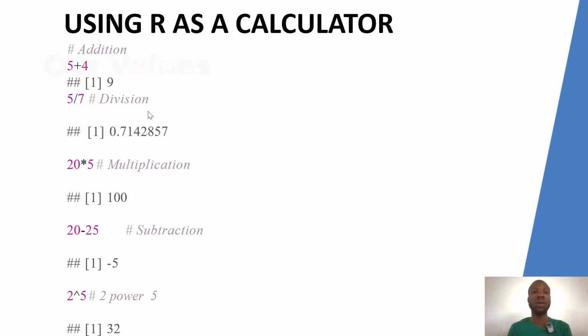Here is an example of how we can use programming as a calculator, and this is the basics we need to know. Of course there is addition, where you can take 5 plus 4 and get 9. This is division, 5 divided by 7. This is multiplication, where we use the star. This is minus, the same as what we use in mathematical equations. And this is power, where you can use this symbol, or you can use 2 stars. It is the same as power, so you can use 2 stars or this one.